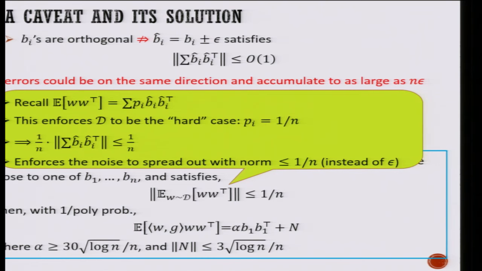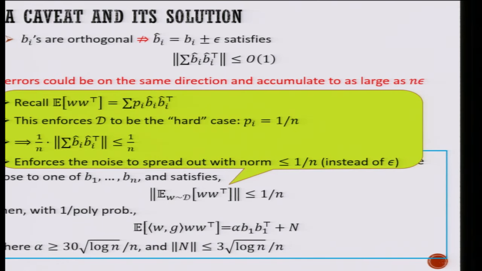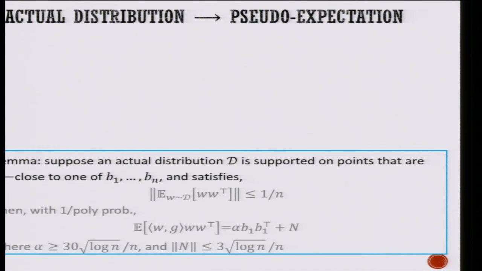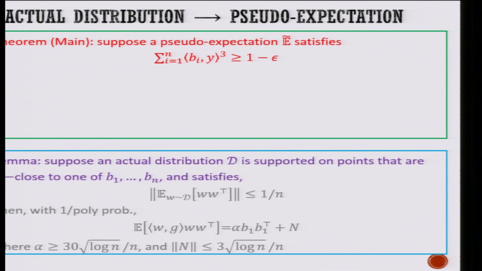Right. So let me just spend a few minutes to describe what we are going to do when we try to do it for pseudo expectation. I'm not going to prove anything, but just show a correspondence. This is the lemma that we proved for an actual distribution. In some sense, we just need to translate every line of this lemma into a statement about pseudo expectation. For example, the assumption that D is supported on points that are close to b_1 to b_n is going to correspond to the pseudo expectation satisfying sum of b_i dot y cubed is larger than 1 minus epsilon. You can think of this as a kind of analytical surrogate for this assumption.